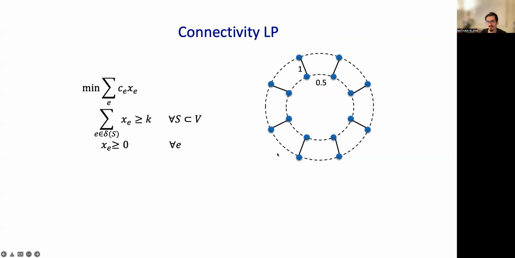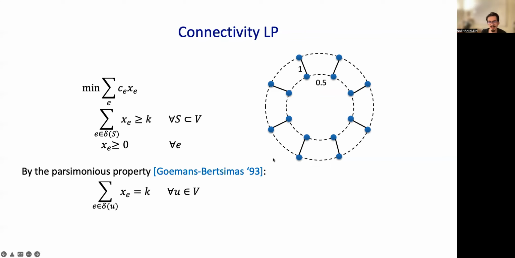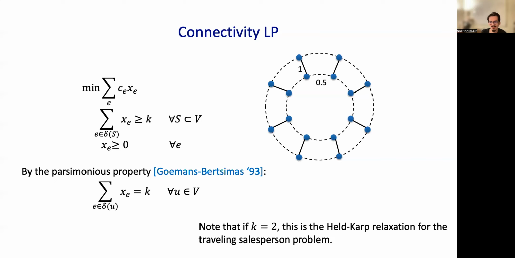Having this metric implies that every vertex will have degree exactly k in any extreme point solution by what's known as the parsimonious property. And so one can see that if k equals 2, this is exactly the Held-Karp relaxation for TSP. So this polytope, at least for k equals 2, has some history.